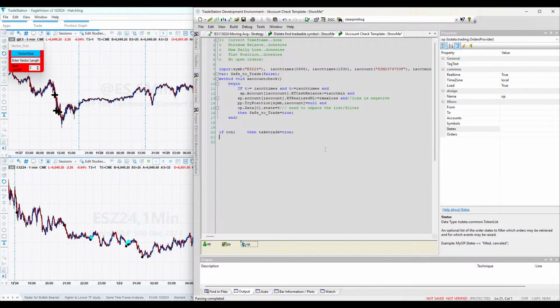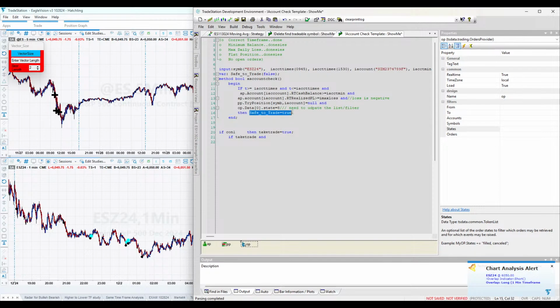So now we'll come back and we'll say if take trade, and, you know what, we'll make this a return. We'll return a boolean. So instead of putting void, like you're not doing anything, we're going to return a boolean. We could return a string or an integer or anything like that. We're going to return a boolean, a true false. So then if safe trade, then return true, else return false.